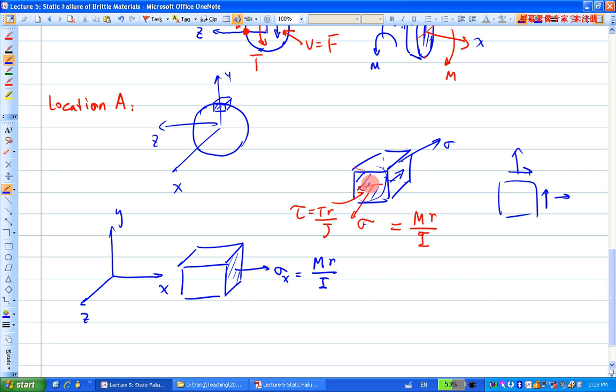in this case, it's pointing this way here, right? So basically, if I draw it here, where is it pointing to? It's going to be pointing this way here. So that tau is Tr over J. So more precisely, the subscript here, instead of calling it a tau, because this is in which plane? The xz plane. So the subscript here, more precisely, should be tau xz.